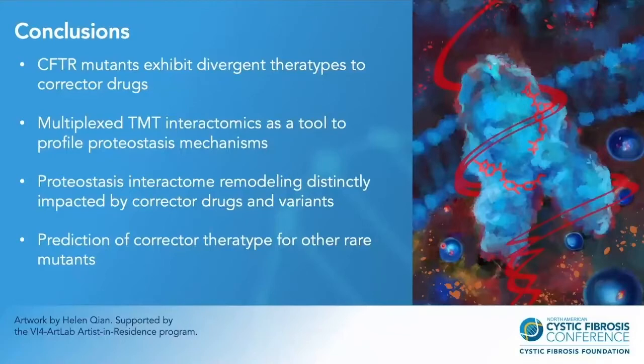In conclusion, I've shown you that CFTR mutants exhibit divergent theratypes to these corrector drugs. Not all of the drugs are similarly effective at restoring CFTR processing, and this of course has implications for their therapeutic use. Trikafta is approved now for over 90% of patients, those who are delta F508 homozygous or heterozygous in combination with over 100 variants. For this reason, it remains important to learn how these different CFTR variants respond to the drugs and what mechanisms dictate their correction. Our multiplex interactomics here is a powerful tool to profile the distinct proteostasis mechanisms at play here.